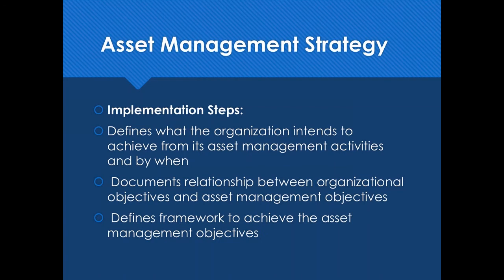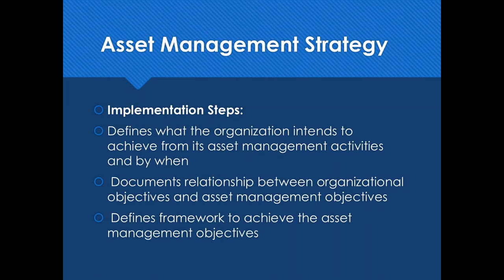Okay. So the next one is asset management strategy. When you look at implementing this, you take all these pieces, and how do you start? How do you implement this? First and foremost, you need to define what the organization intends to achieve from the asset management activities, right? You need to have clear objectives. Primarily, that's on the organizational objectives, and you need to bring alignment to ensure that they are aligned with the asset management objectives as well.